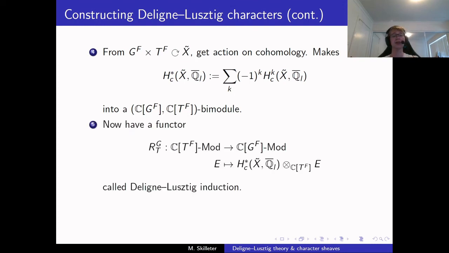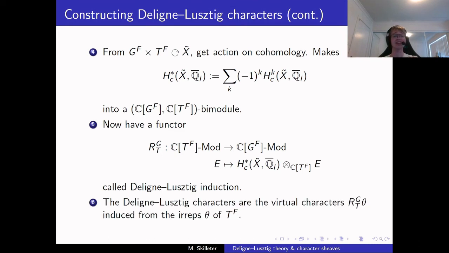Now having this virtual bimodule, H^*, gives us a functor from modules over the group algebra CT^F to modules over CG^F. Or equivalently, it's a functor from representations of T^F to representations of G^F. And the functor is just taking a module over CT^F and tensoring with the bimodule H^*. This functor is called Deligne-Lusztig induction. Now I promised we were going to talk about the Deligne-Lusztig characters. Those are just the special case of Deligne-Lusztig induction applied to the irreducible one-dimensional representations theta of T^F, and they're denoted R_T^G(theta).